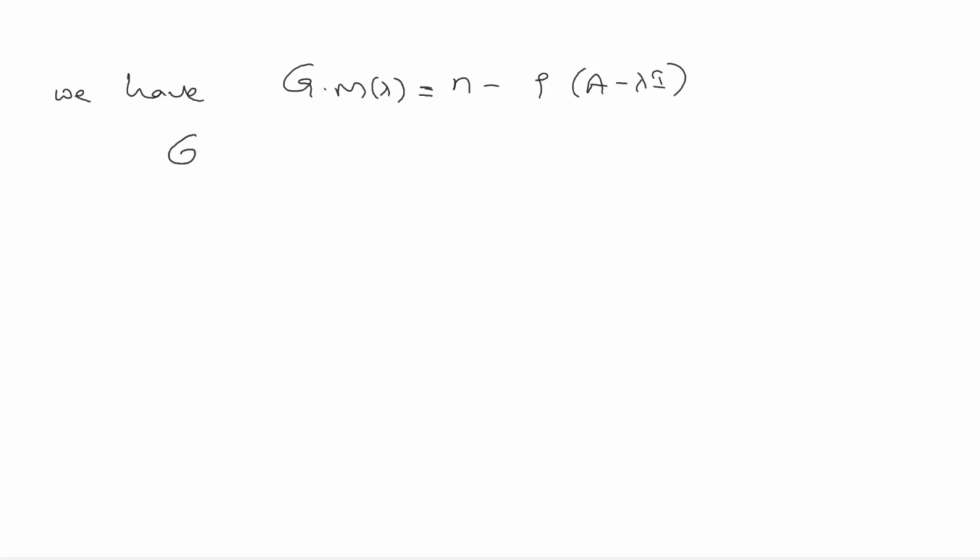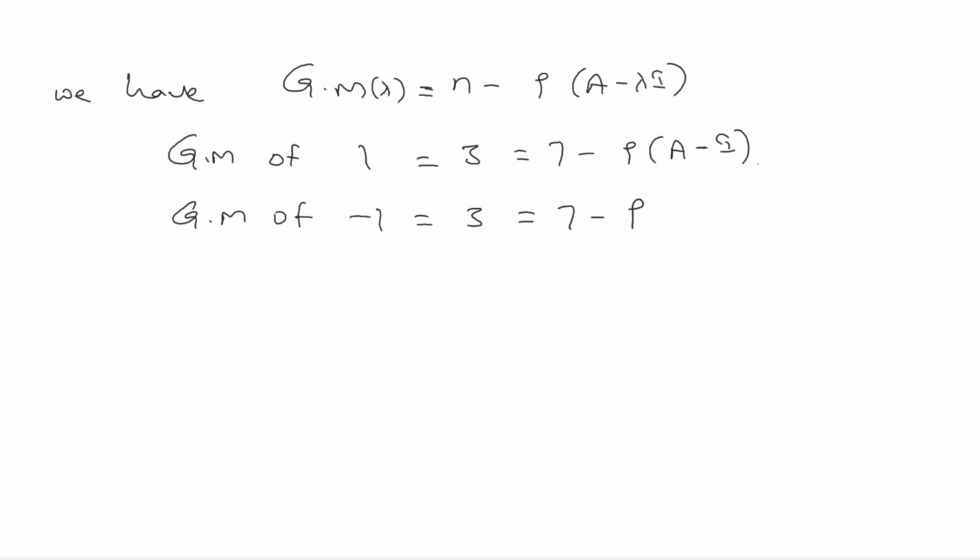But here in the case we have geometric multiplicity of 1 is 3, and that is 7 minus rank of A minus I. And similarly geometric multiplicity of minus 1 is given as 3, and this is nothing but 7 minus rank of A plus I. So from this we have rank of A minus I is 4, and similarly rank of A plus I is also 4. From these two conditions we have to construct the Jordan canonical form.